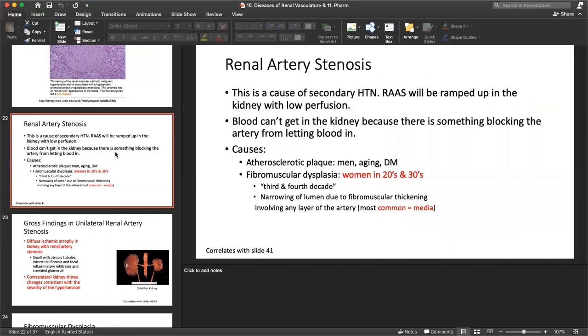Okay, renal artery stenosis is going to be a secondary cause of hypertension. So we're going to have a ramped up RAS system, and we get low perfusion. So blood can't get into the kidney because there's something blocking it.